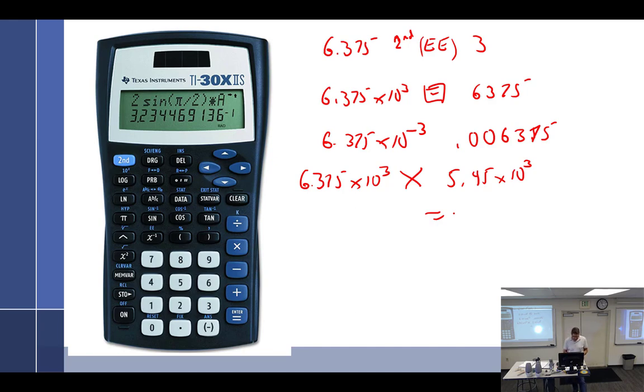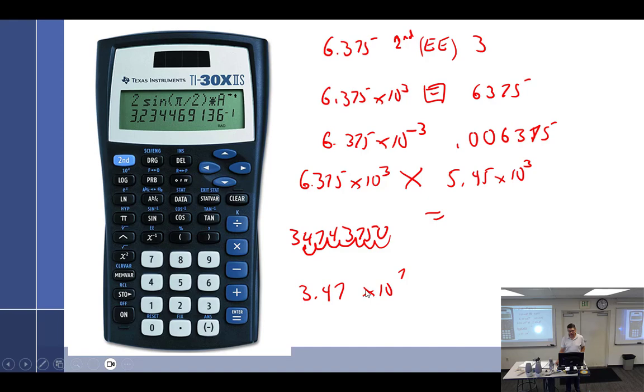6.375 second EE third times 5.45 second EE third equals, and then what'd you get? 3.473750. And there's a way to convert it into scientific notation, but now I don't remember how to do it. I didn't write it down here. Well, you can just do it by hand. Let's convert this back into scientific notation. 1, 2, 3, 4, 5, 6, 7. So 3.47 times 10 to the 7. We did it correctly. Everybody good with that?